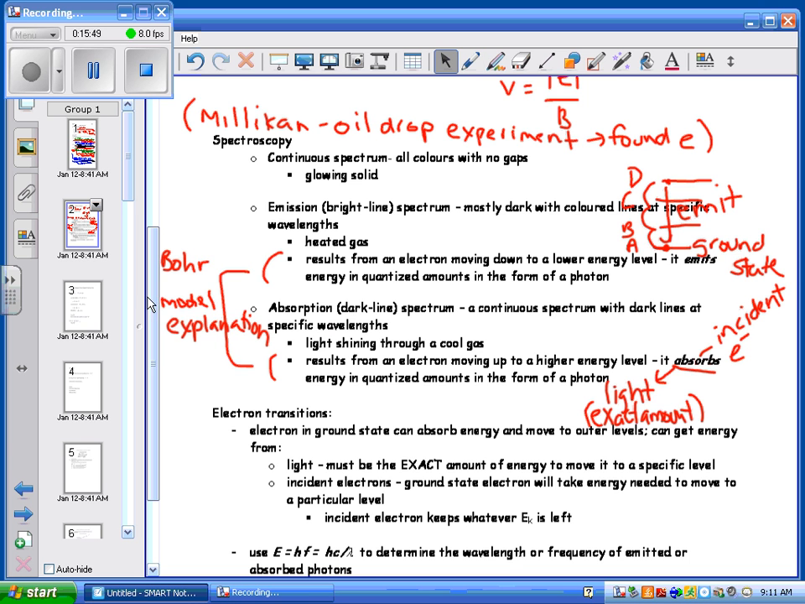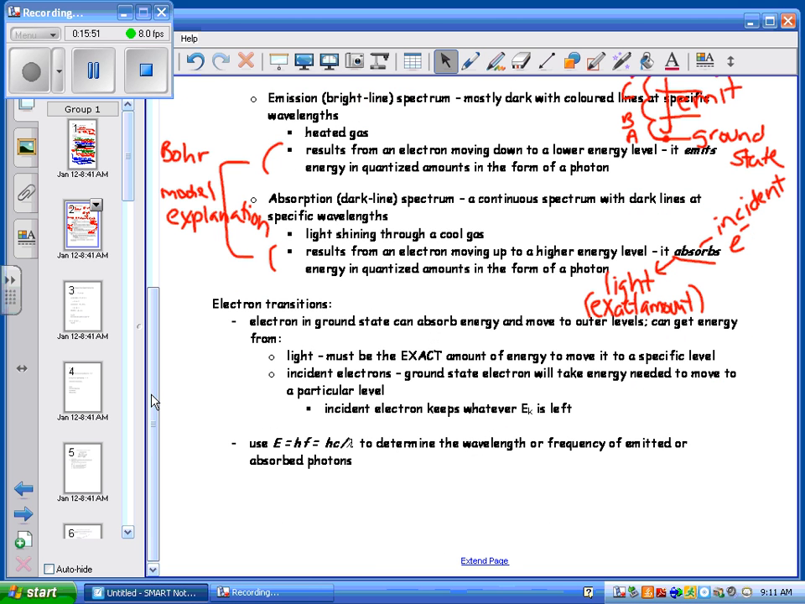So then I kind of talked about this, the electron transitions. Electron in the ground state can absorb energy and move to outer levels, can get energy from light, where it must be the exact amount, or from incident electrons, and that describes it. And then if you're trying to find the wavelength or the frequency of light that's emitted or absorbed, you're just using the formulas from the quantum model unit. So it's E equals hf or E equals hc over lambda.